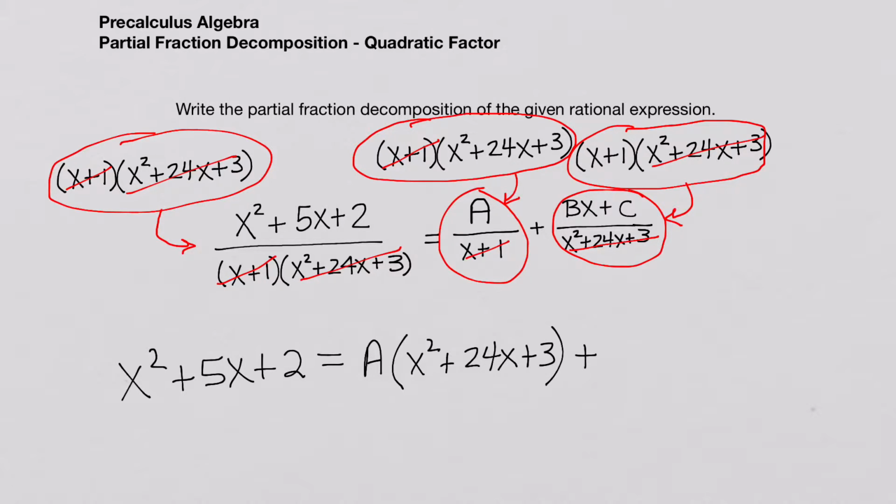We still have the x plus 1. So now I have bx plus c, don't forget your numerator, times x plus 1. All right, just managed to squish that in. All right, so now I take this and I'm going to use some techniques in order to find out what A, B, and C are. So I'm going to get more space and we'll take a look at this in just a second.